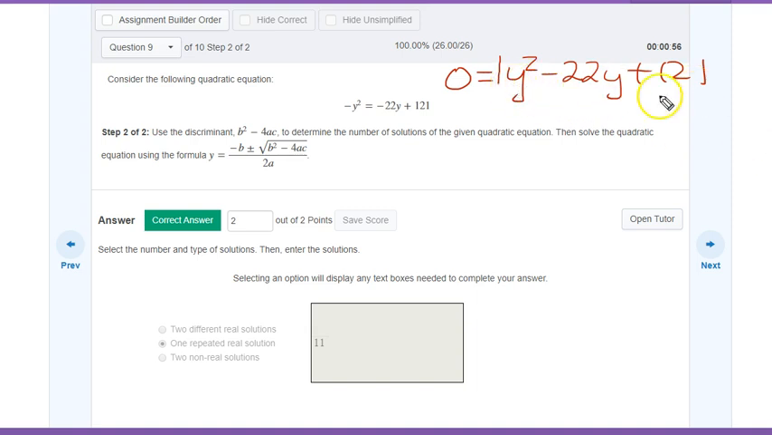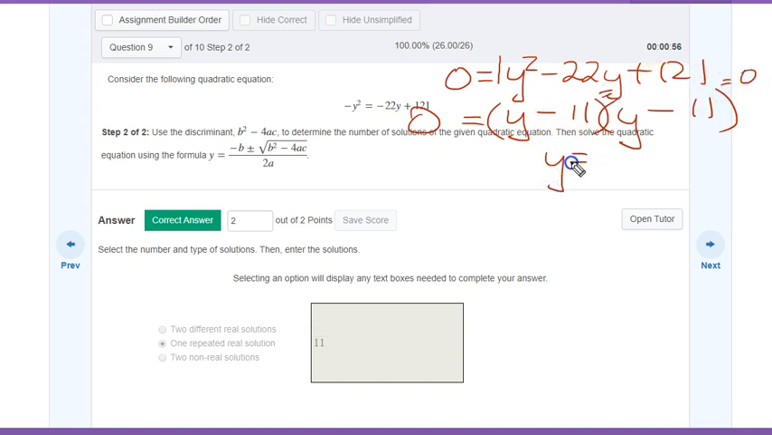But I look at this and I see that this is actually a perfect square trinomial that will factor into y minus 11, y minus 11 equals 0. And since they're both the same, I only need to solve one of them, and I get y equals 11, which is the answer. But again, they wanted you to use the discriminant to determine how many solutions you would get.